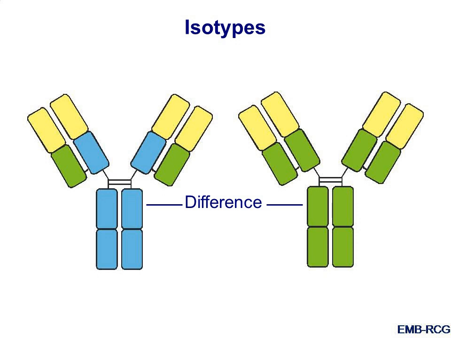But the constant regions of the heavy chains are different. They have got different amino acid sequences. So this means that these two molecules belong to two different classes or two different subclasses, but they recognize the same antigen. So these two molecules are two different isotypes because they belong to two different classes or subclasses.